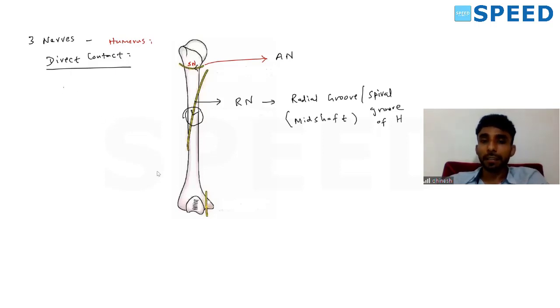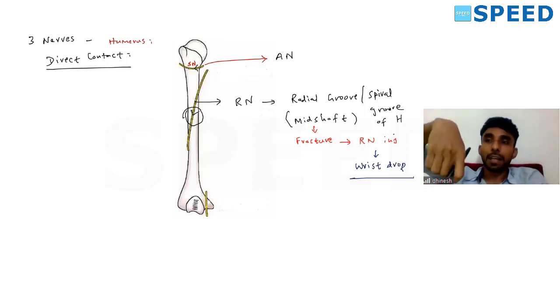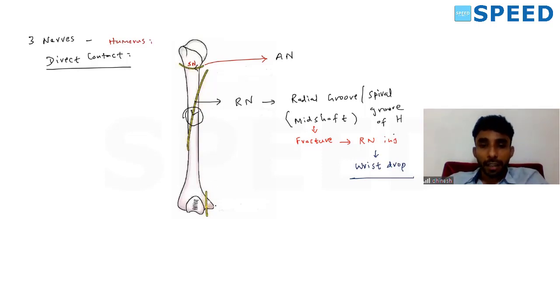So what is the importance? If there is fracture of the mid shaft of the humerus, the radial nerve will get injured. And what will be the clinical consequence of the radial nerve injury? Exactly. If there is injury to the radial nerve, there will be loss of extension of the wrist joint. That particular condition is called wrist drop. The wrist will be in a flexed position. There is loss of extension of the wrist.